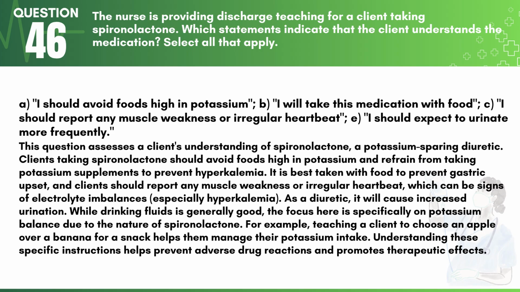This question assesses a client's understanding of spironolactone, a potassium-sparing diuretic. Clients taking spironolactone should avoid foods high in potassium and refrain from taking potassium supplements to prevent hyperkalemia. It is best taken with food to prevent gastric upset, and clients should report any muscle weakness or irregular heartbeat, which can be signs of electrolyte imbalances, especially hyperkalemia. As a diuretic, it will cause increased urination. While drinking fluids is generally good, the focus here is specifically on potassium balance due to the nature of spironolactone.